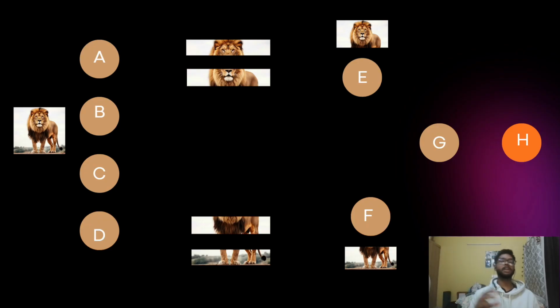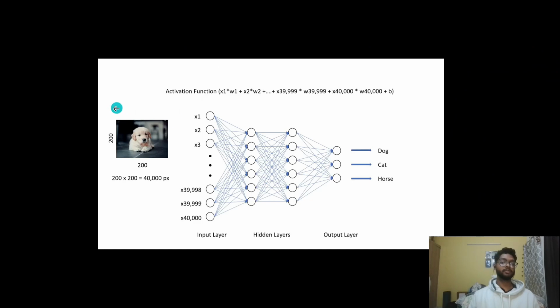Now let us understand with a simple example. Suppose we have a 200 cross 200 pixel image. Then the total number of pixels will be 40,000. Now each of these pixels is given to a neuron, and each of these neurons is connected to a neuron on the hidden layer. These neurons have one specific purpose, and that is to extract a particular feature. Each neuron is responsible for extracting a particular feature out of our image.